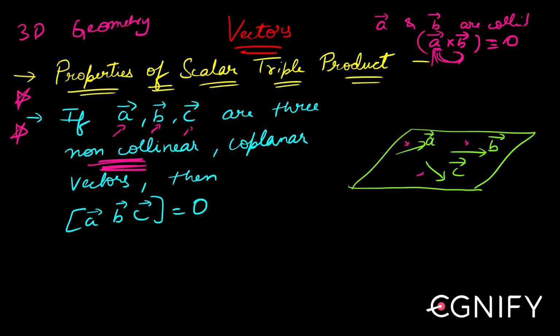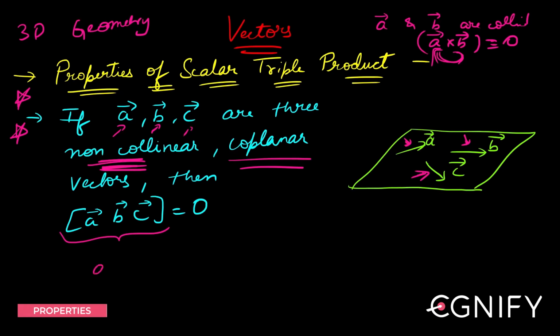So A, B, C are 3 non-collinear but coplanar vectors. So A, B and C are something like this. They are not along the same line, but they are in the same plane. If they have to be in the same plane, then their box product has to be 0. Let's look at why this is true.